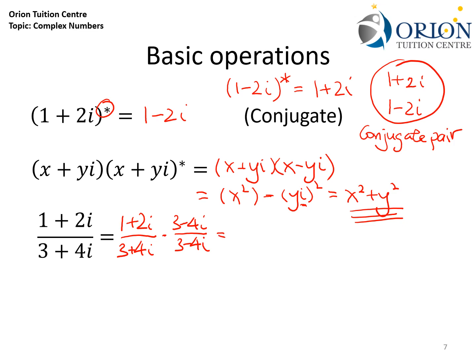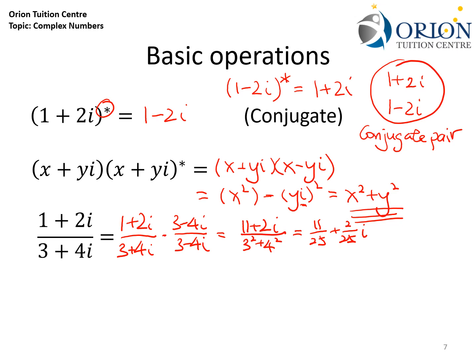And we have to simplify the entire term by expanding it. So we get 11 plus 2i in the numerator, and in the denominator it will be 3 squared plus 4 squared, which is 25, and therefore this complex number becomes 11 over 25 plus 2 over 25 i.